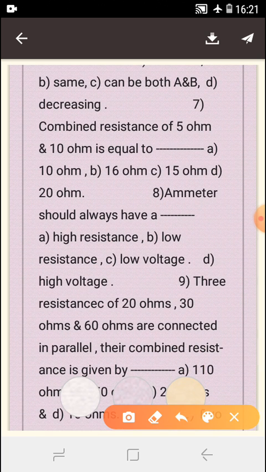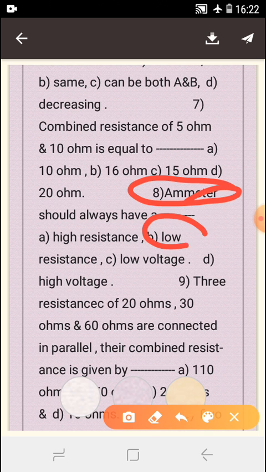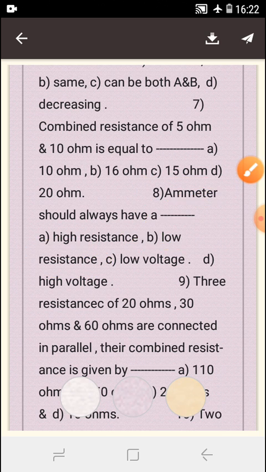Next question, question number 8. An ammeter should always have a low resistance, high resistance, high voltage, or low current. An ammeter always has a low resistance. Option B, low resistance.